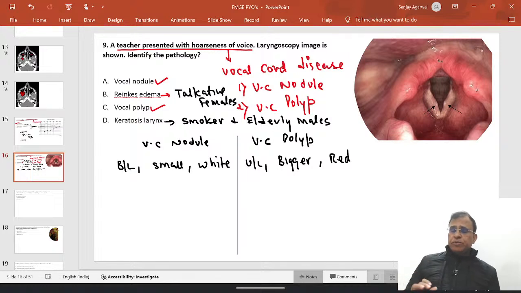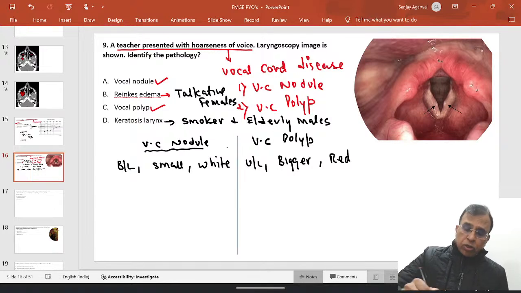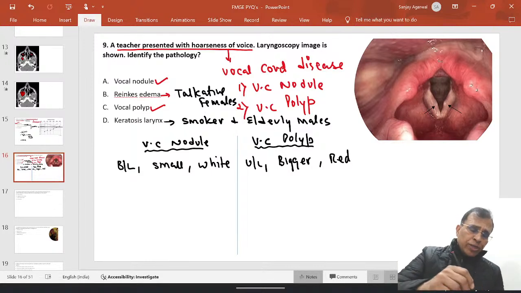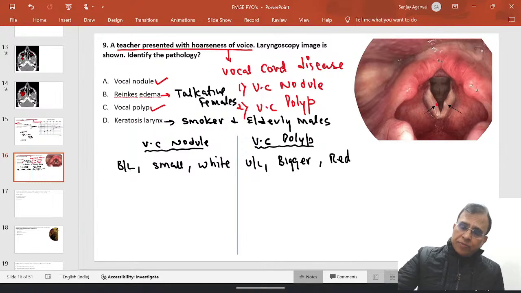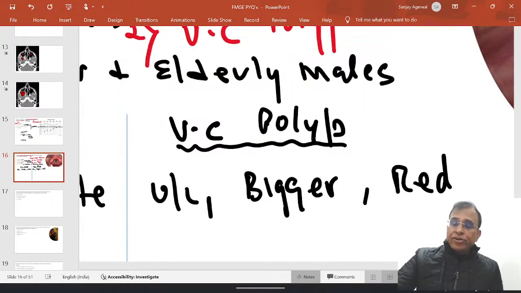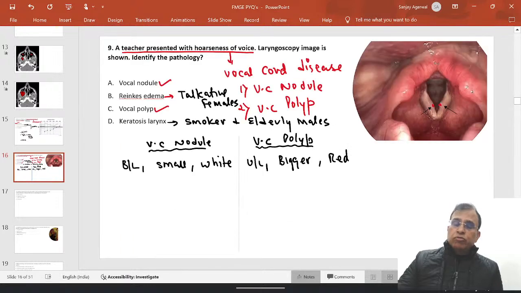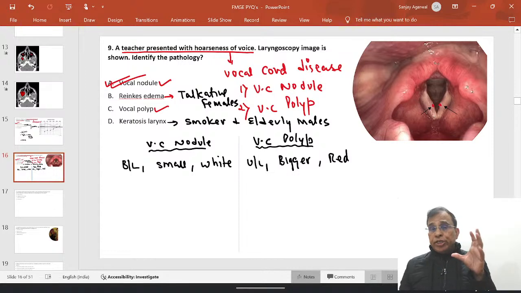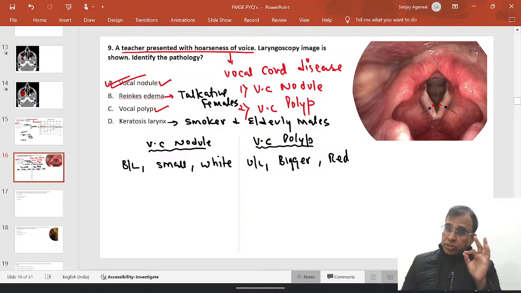So if you know this difference between nodule and polyp, how the look of the nodule is and how the look of the polyp is, my dear friends, you can make a diagnosis now. Now look at the image, the arrow is showing a very small, very tiny swelling you can make out. It's bilateral. So small bilateral swelling on both vocal cords is more likely to be a nodule. So this is a vocal cord nodule. If it were a polyp, it would be much bigger, red in color, and on one side only. This one is both sides, very tiny, small.